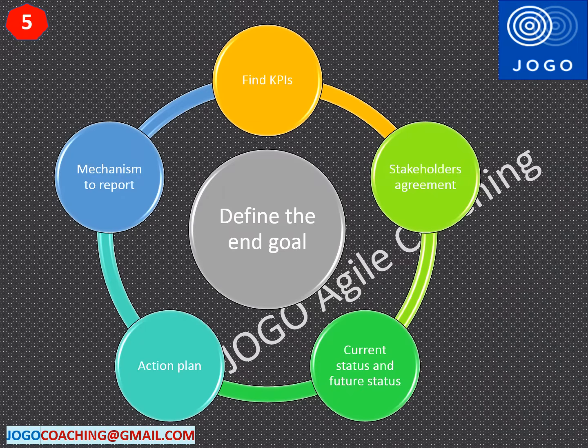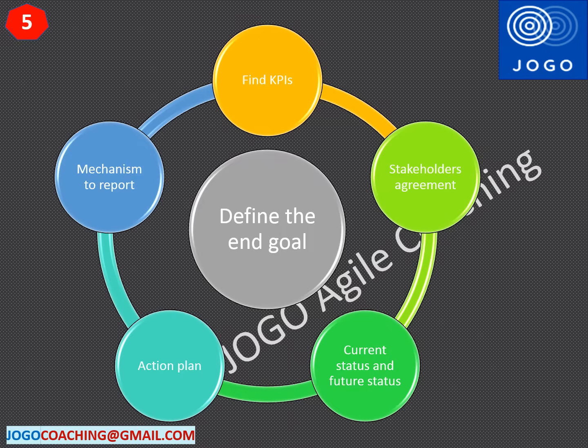The fifth step in the waterfall to agile transformation is to define the end goal of the agile transformation for the pilot project. We should identify key KPIs, key performance indicators, for the agile transformation. We should discuss and get an agreement from all the project stakeholders on the KPI targets.